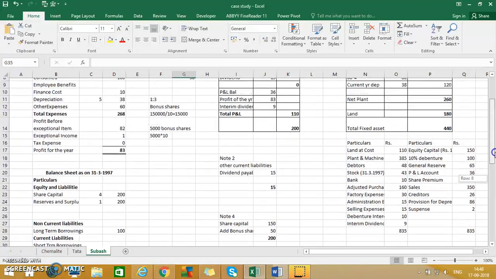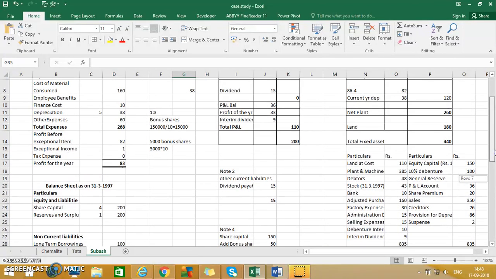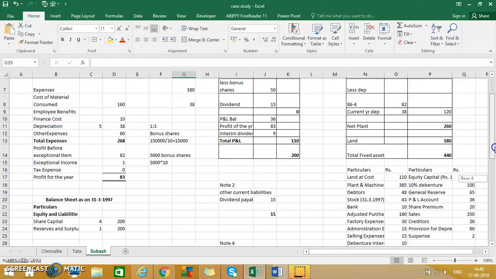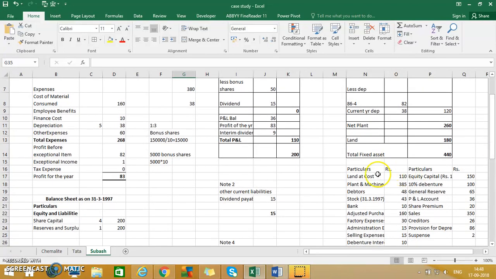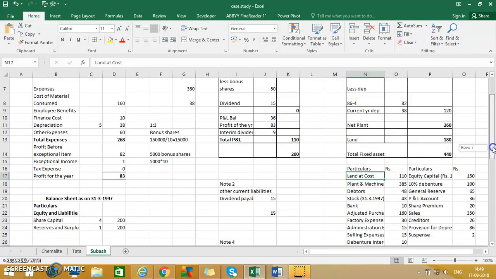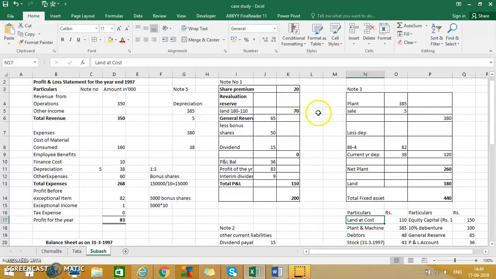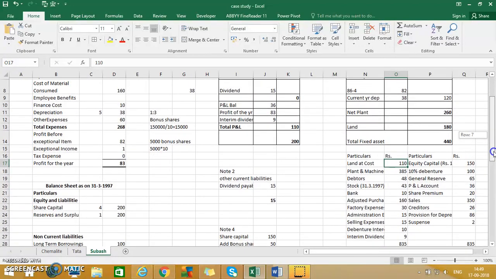So here we go with the assets. In the case of assets, we need to refer to the debit side. So in the case of the assets, the debit side, we find that the land at cost is 110, but you remember that we said that land is going to be revalued. While we were revaluing, we said that 70 rupees of revaluation reserve is to be taken here in the liability. At the same time, the land which was 110 now becomes 180. It is revalued at 180.